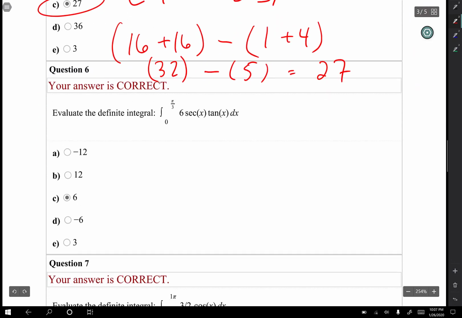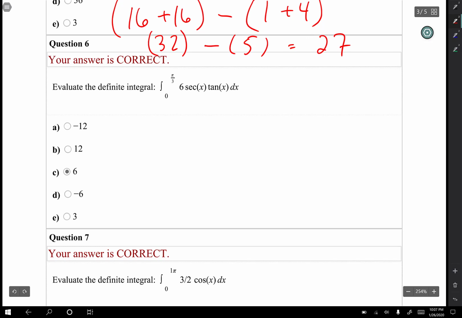All right, let's keep going. The unit circle never goes away. If you want, you can move the 6 to the outside or leave it alone. It doesn't matter. The antiderivative of secant x tan x is secant x. You've got to think backwards, guys. The derivative of secant is secant x tan x. So this answer is going to be 6 secant x.